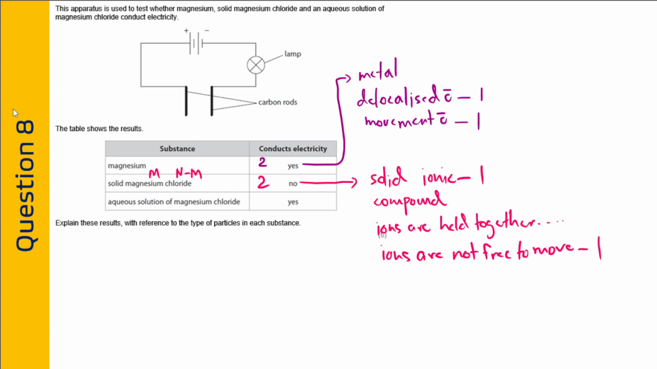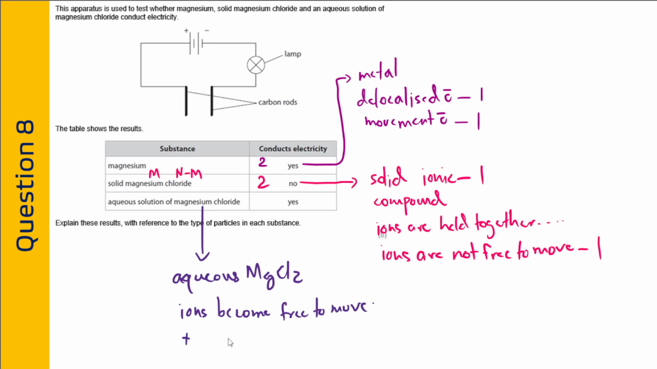Aqueous solution of magnesium chloride. It's definitely going to conduct electricity because when it is aqueous, MgCl2, the ions become free to move. Your positive ions will move towards the cathode, and your negative ions will move towards the anode. For mentioning this you get 1, for mentioning this you get 1. So you get a total of 1, 2, 3, 4, 5, 6 marks for this question.